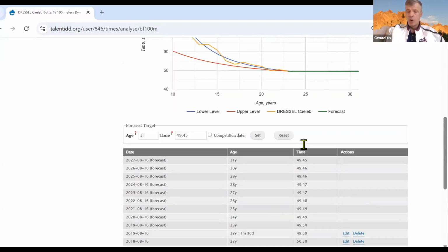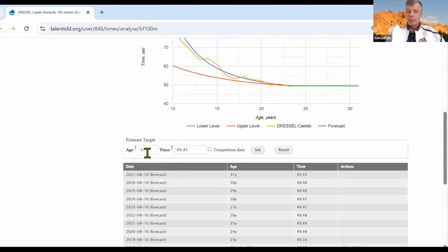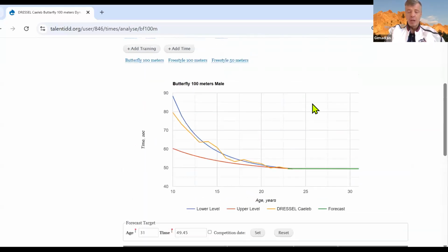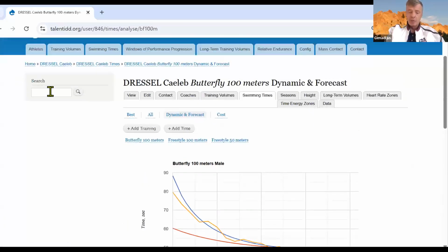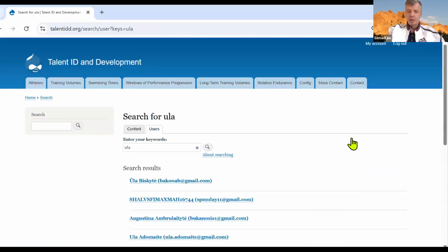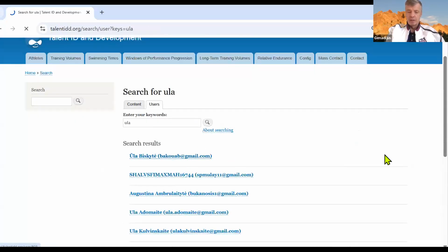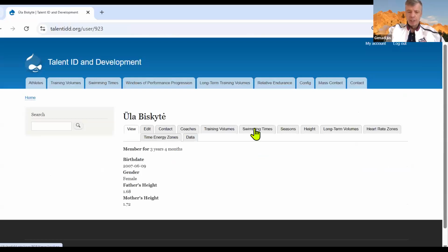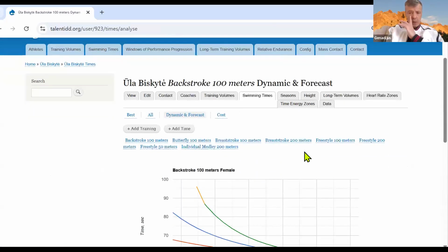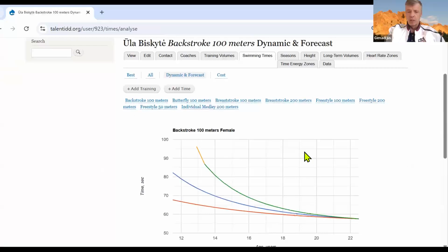And you can enter also even what you want to do. Let's say at 31, I put 49.45 over here. That's a progression. So he could reach that, or at age 25, or whatever age you want. So let's look at some younger swimmers so you can see better how the performances are progressing over here. This is one swimmer from one of the countries that uses this intensively as well.